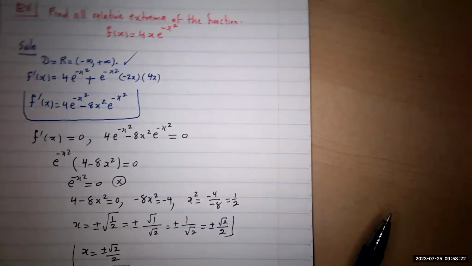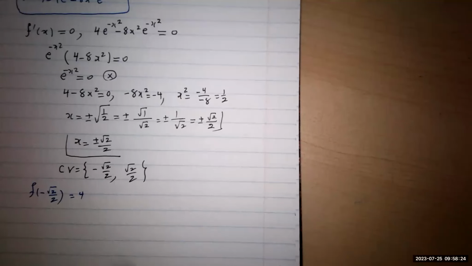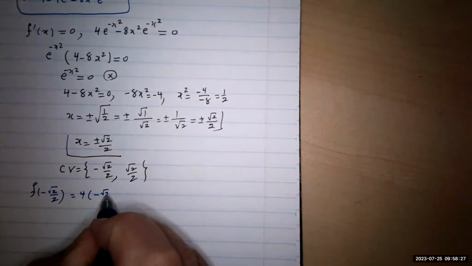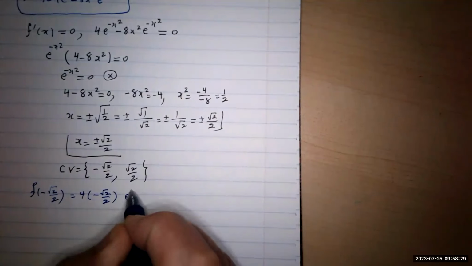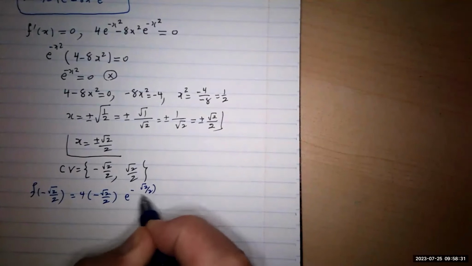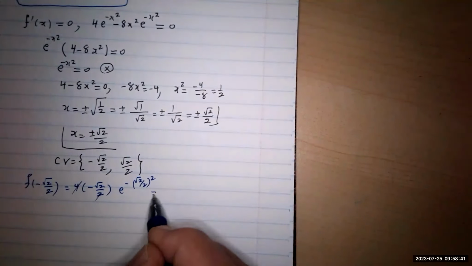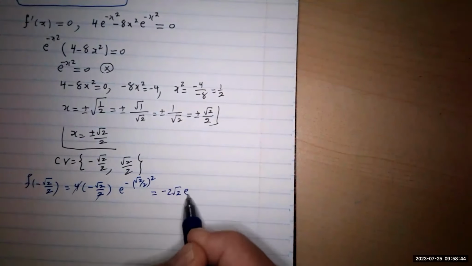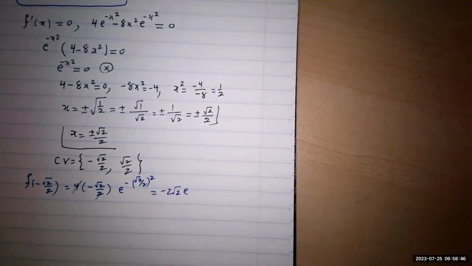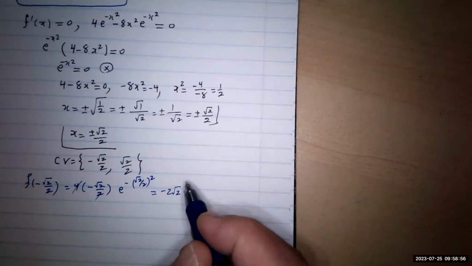So I substitute here. It's going to be 4 times negative radical 2 over 2 e to the negative radical 2 over 2 squared. Again, calculator or just do it as is. These two would cancel out. So that gives negative 2 radical 2 e to the radical 2 over 2 squared, which is 2/4, a 1/2. So that gives you negative 1/2.